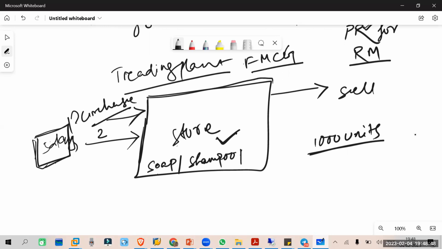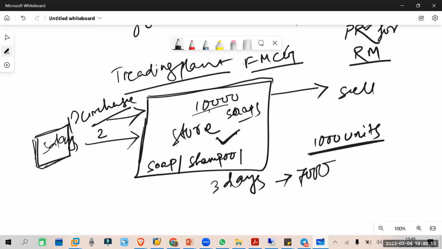So let's say in your store you have 10,000 soaps. Daily you are consuming 1000 units. So after 3 days your stock will be 7,000, right?